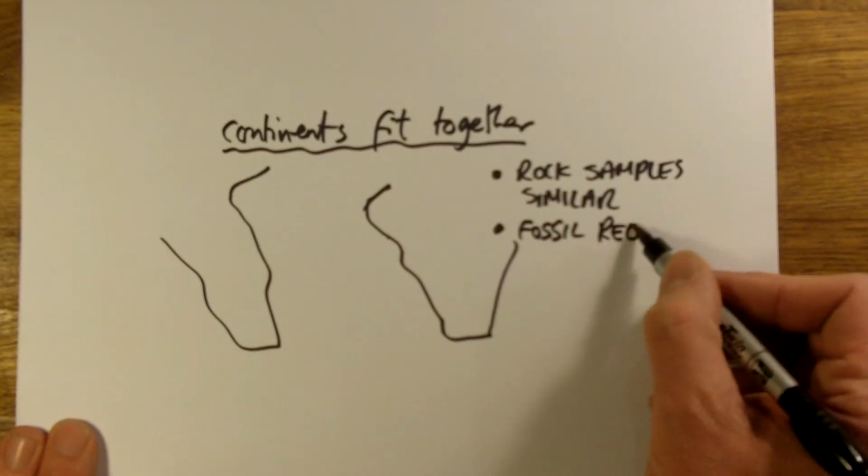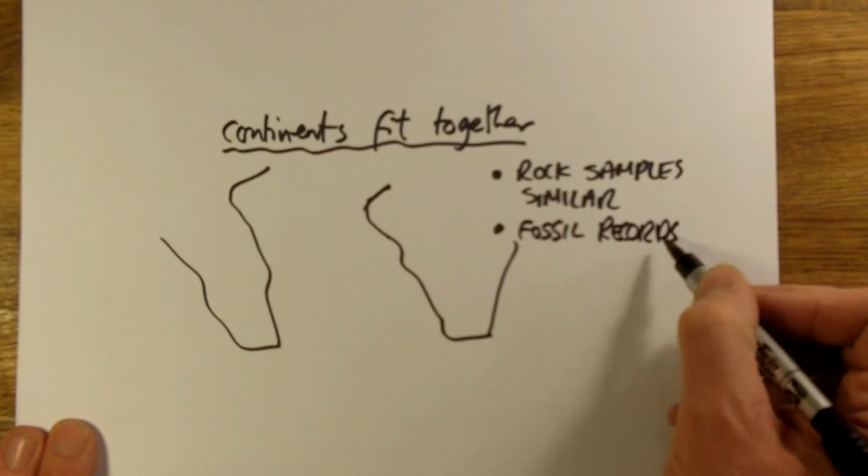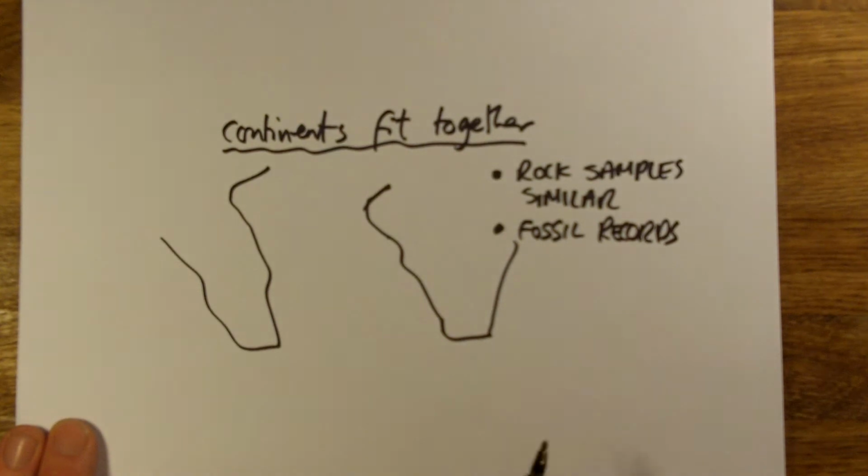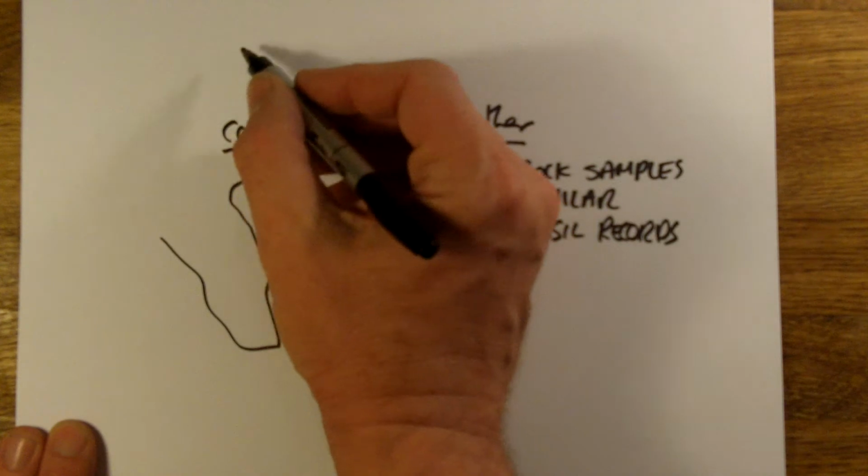Now this led him to believe that these perhaps were once together, which led to his theory of what we call continental drift. The idea that the continents are actually in constant motion.